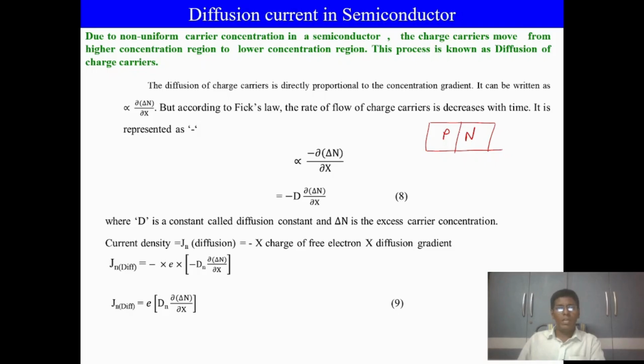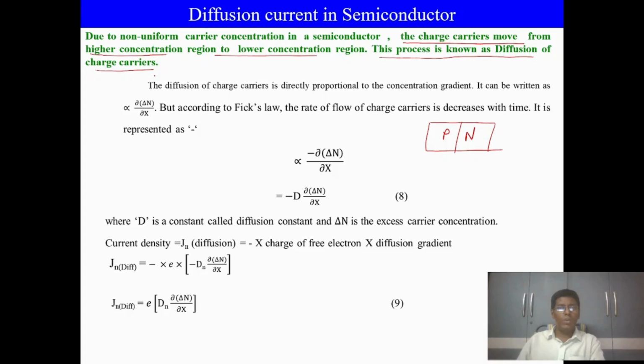Because of this reason, without applying any electric field or any temperature to this semiconductor, the excess charge carriers move from the high concentration region to the low concentration region. That movement of charge carriers due to the unequal number of charge carriers is known as diffusion of charge carriers. This is the main definition of diffusion current.